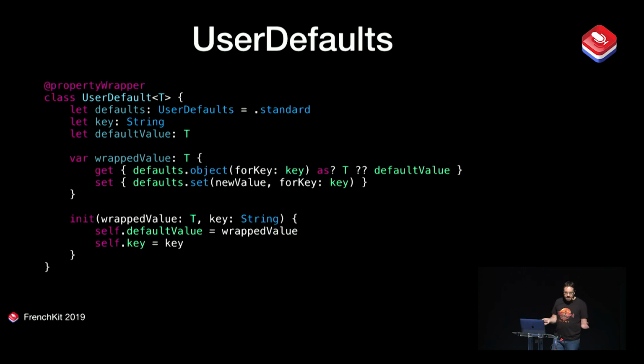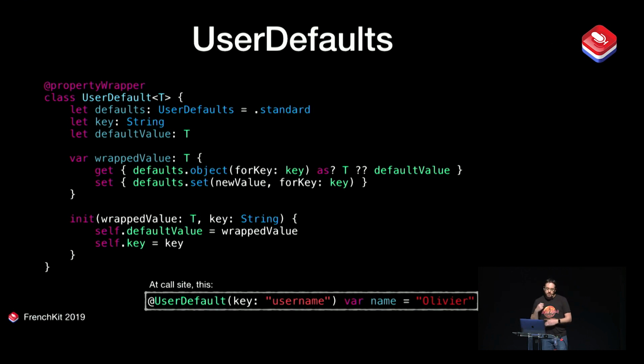But again, that's a class. So like we had the struct with range, a class can also have instance properties, custom init, whatever you want. So we can still use it as a regular class. But now that we have this custom init with wrappedValue, again, because wrappedValue is the first parameter, and then key, then we're going to be able to use that at call site that way.